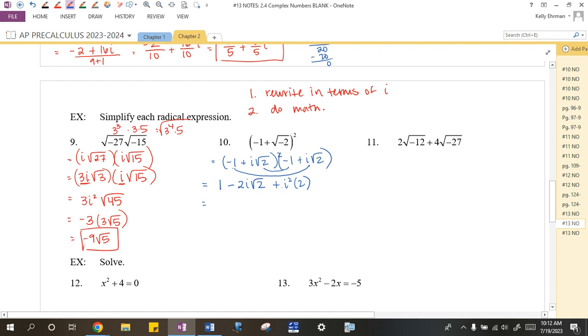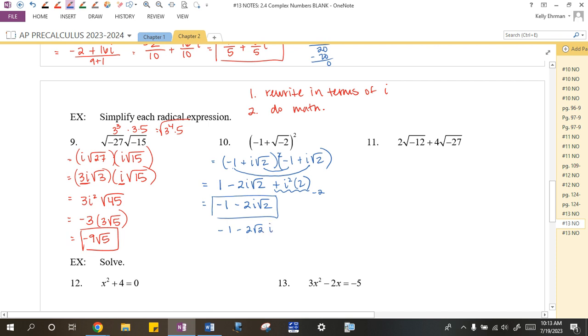I squared times 2 is really just minus 2. So 1 minus 2 is negative 1 minus 2i radical 2. Our textbook might write this, by the way, as negative 1 minus 2 radical 2, and then they put the i out here.